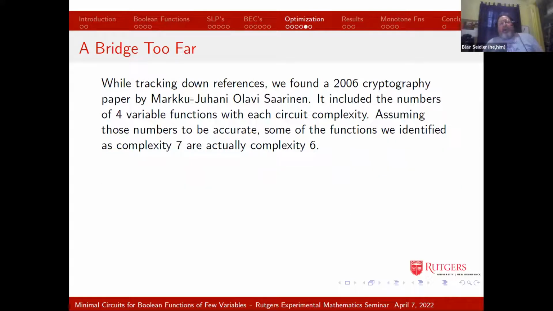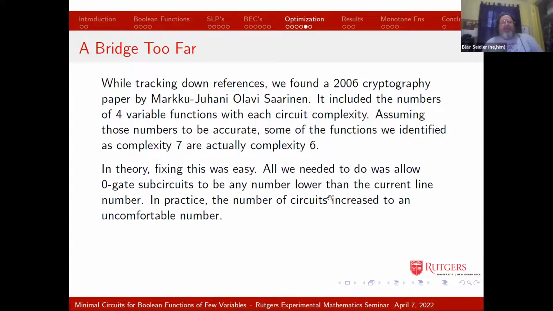While I was tracking down references, this is probably also a paper that is a great grandchild of Harrison. I found a 2006 cryptography paper that had a bunch of numbers. And this was the first time that I actually saw somebody write down the numbers of circuit complexities in something that was on my reference chasing path. And I had, in fact, identified 3 classes of functions that are complexity 7 that should be complexity 6. So I know that I have an issue.